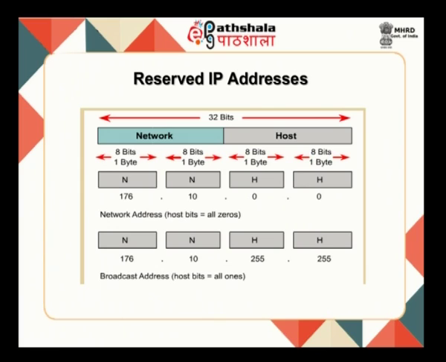So, now we can see the network address where all the host bits are assigned zeros. Here, 176.10.0.0 is assigned as a network address, and when all the host bits are assigned as ones, they are for broadcasting. Here we can see an example: 176.10, and the 16 host bits are 255.255. So, that is actually a broadcast address.